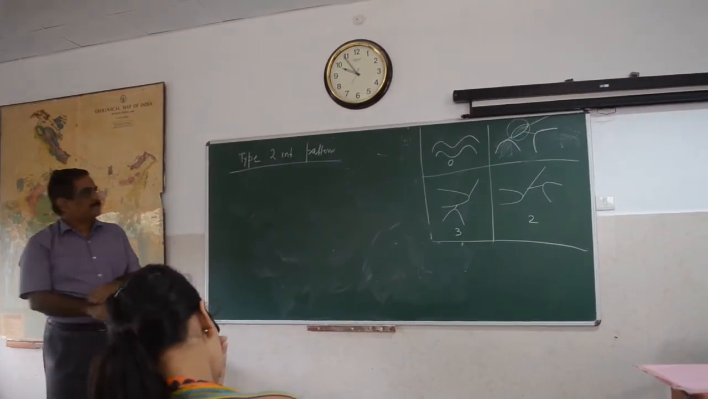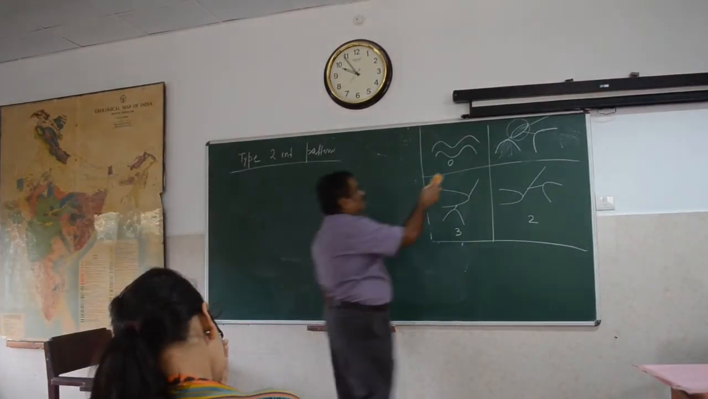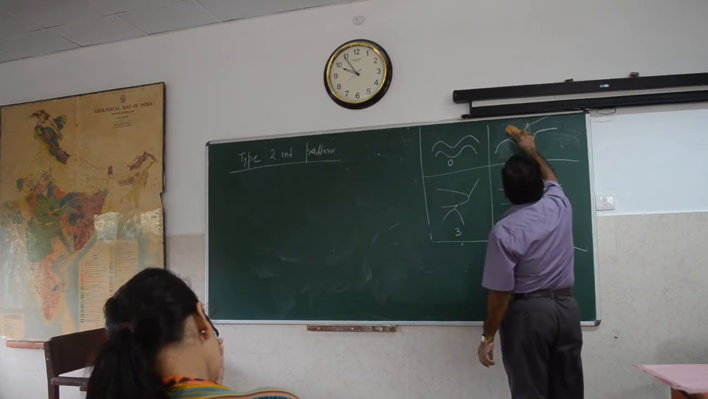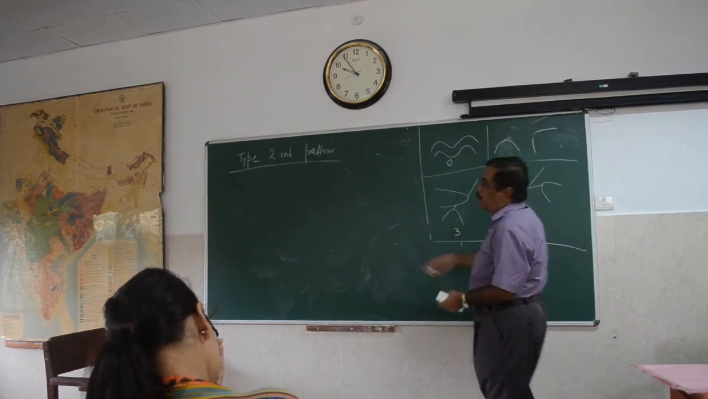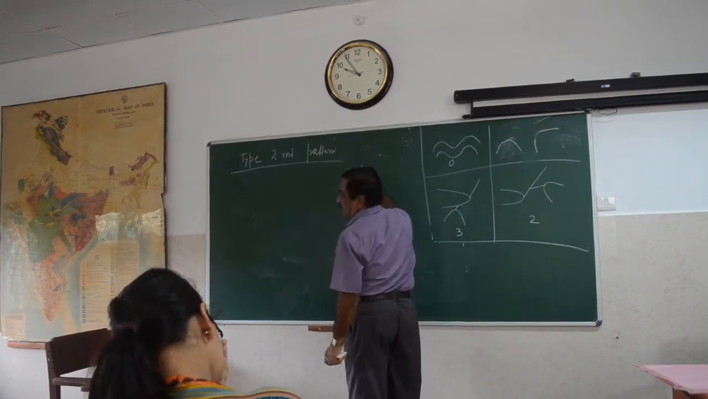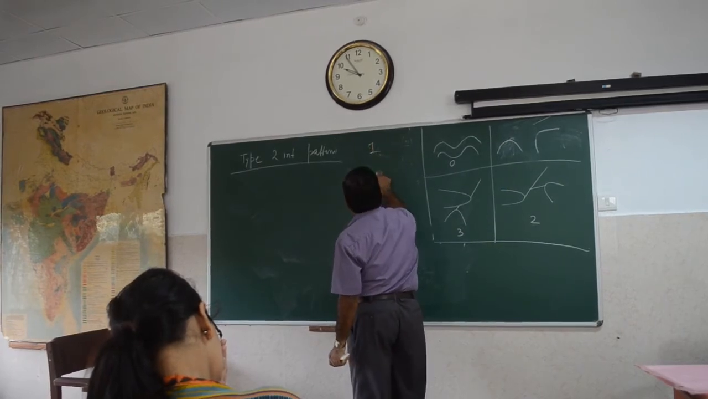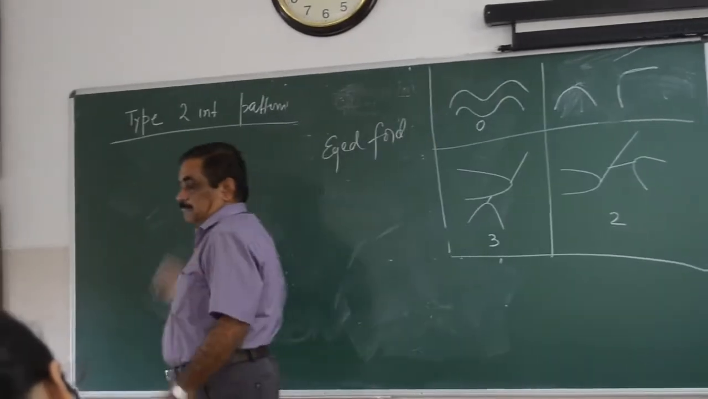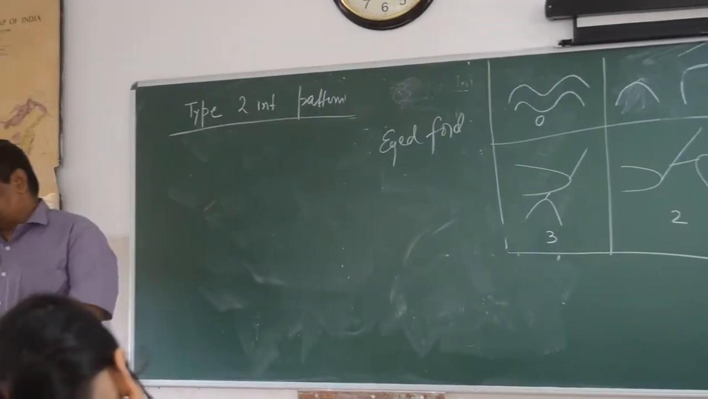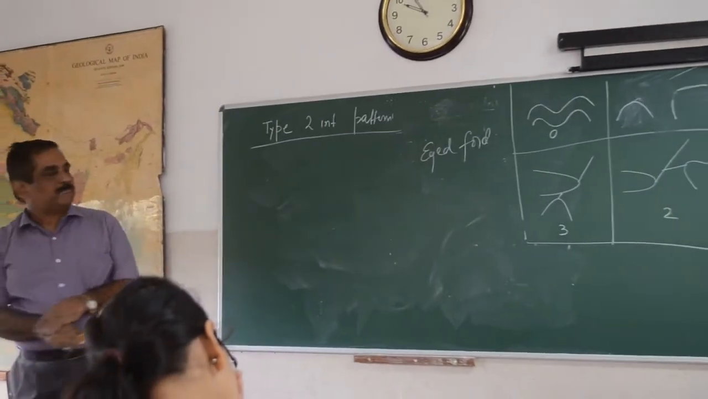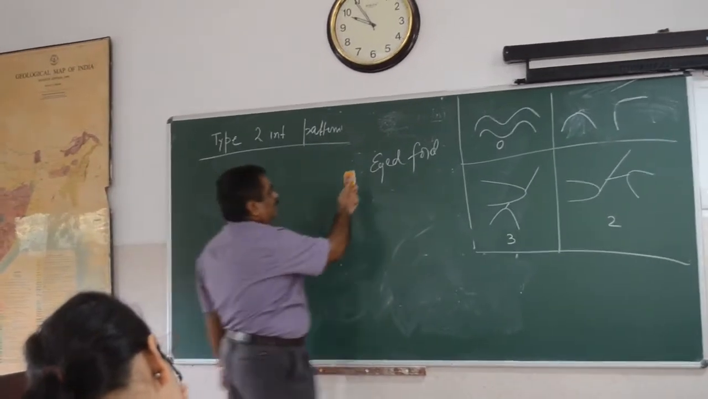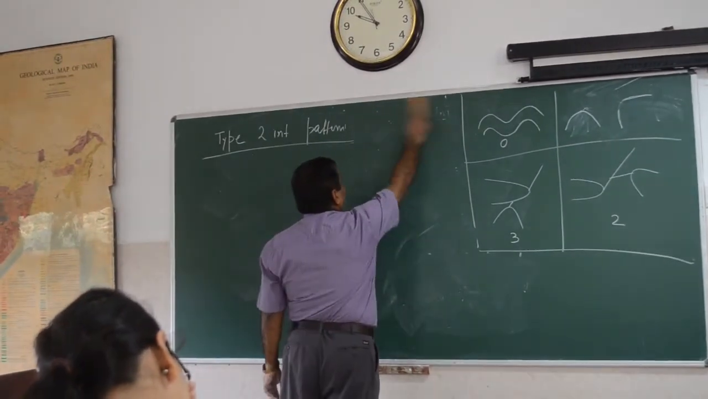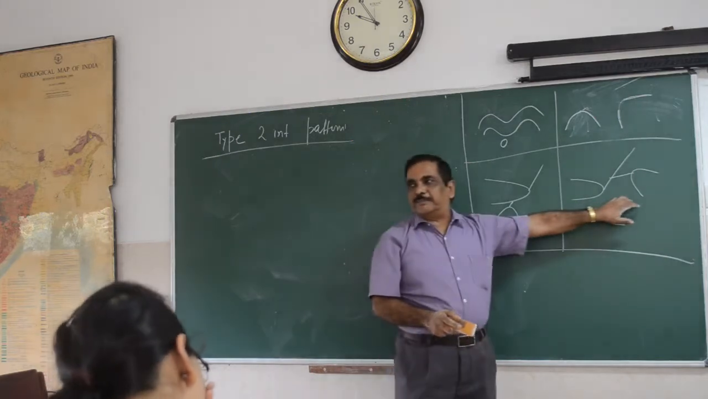Understood, na? EYE, not I. आंख जैसे दिखता है, ठीक है? Now, let us go to this type of interpretation.